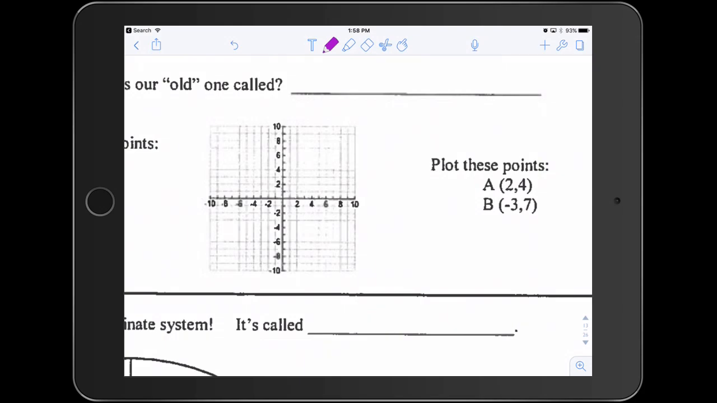It's the one where if we plot this point right here, this point A, we go over 2 horizontally and then up 4 vertically, and this would be our point A. And of course our B, we're going to go over -3 and then up 7, so -3 horizontally and 7 vertically. And we're very, very comfortable with that way of graphing because we've done it forever, really, it feels like.